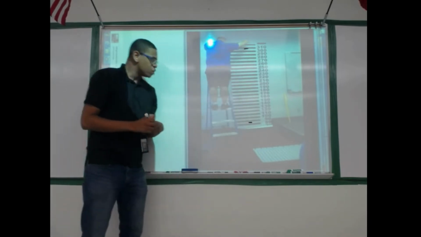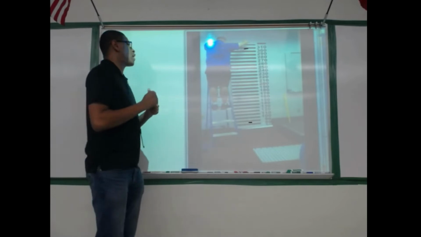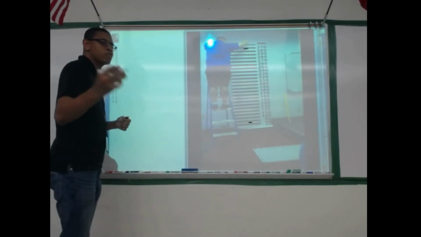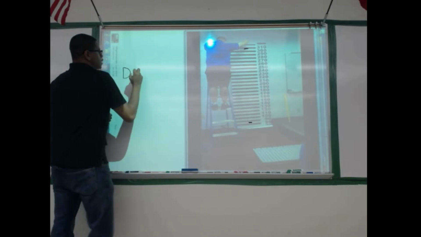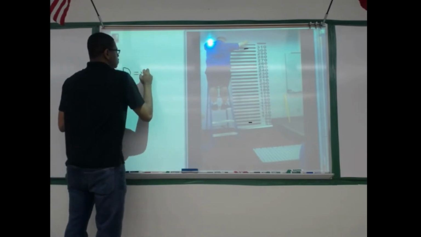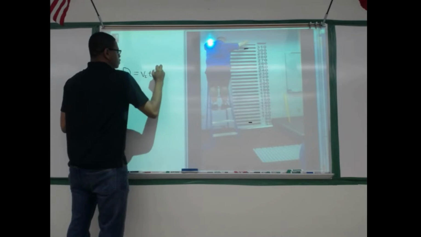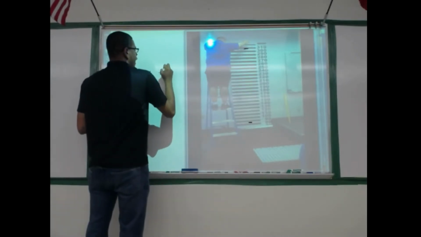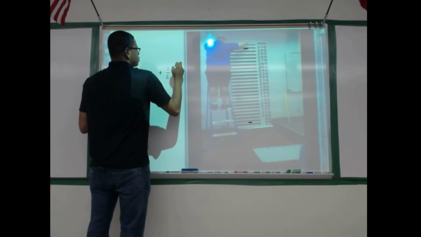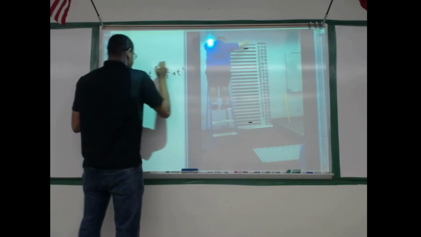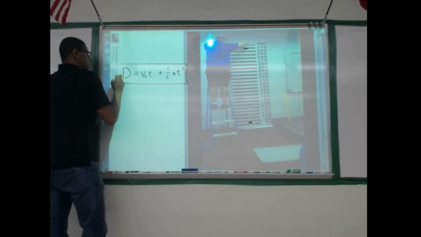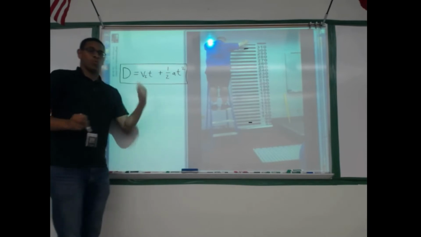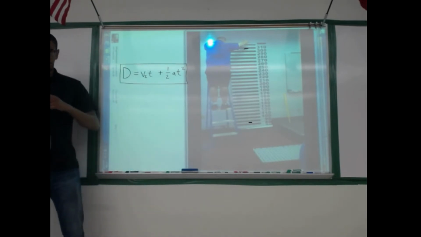So we're going to use that fact to derive this equation right here. I'm going to show you where this equation comes from. This is the general equation for displacement. The displacement of an object is always equal to the initial velocity multiplied by the time interval, plus 1/2 multiplied by acceleration multiplied by time squared. This is the equation that I'm going to spend the next few minutes showing you where it comes from.